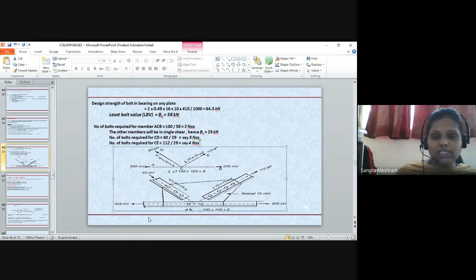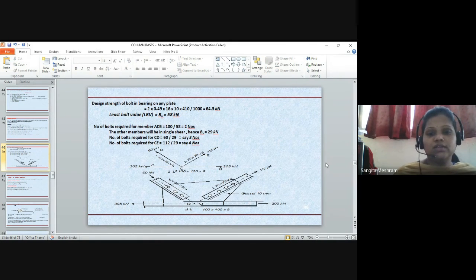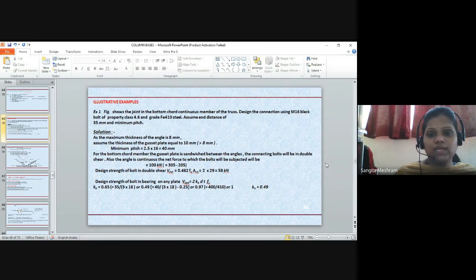Net force will be, just see the figure. ACB जो member है, it is a continuous member, and at joint A it is 305 kilonewton force, and at joint B 205. So the net force for that ECB member will be 305 minus 205. ठीक है, you have to deduct, subtraction करना है. ठीक है, so the net force will be 100. Just see the ECB number of bolts. 100 will be the force, and 58 will be the strength, the bolt value, the minimum strength value between shearing and bearing. Okay, so we are using the formula for shear and bearing.